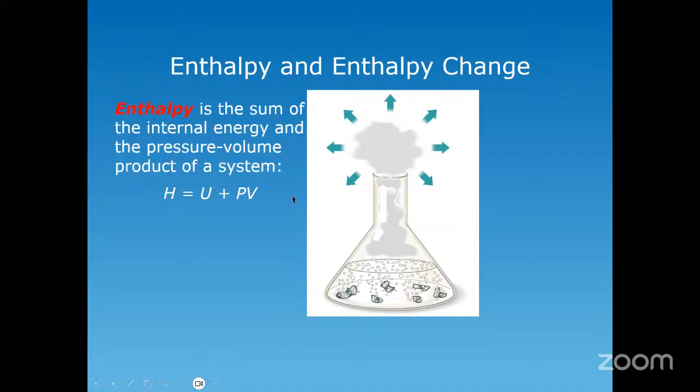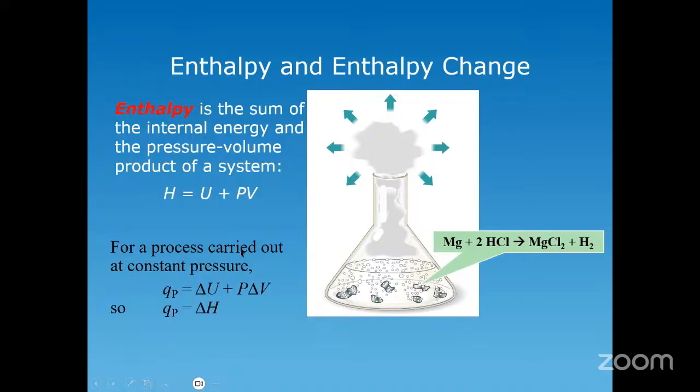Okay, so this term is enthalpy, right? And enthalpy, by definition, is the sum of the internal energy plus the pressure volume product of a system. In other words, enthalpy, represented by the letter H, is equal to U, which is the internal energy, plus the pressure times the volume, all right? So that's how you calculate the absolute enthalpy of a substance, right?